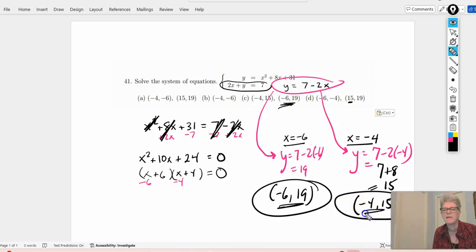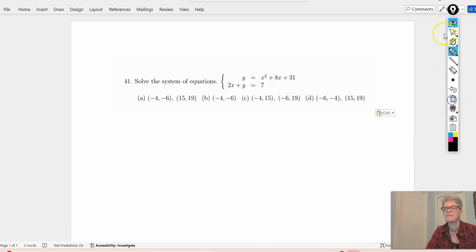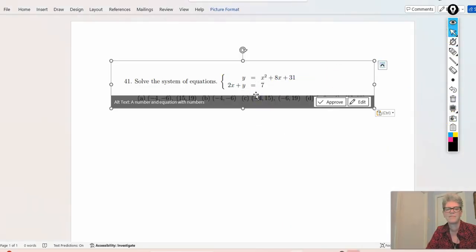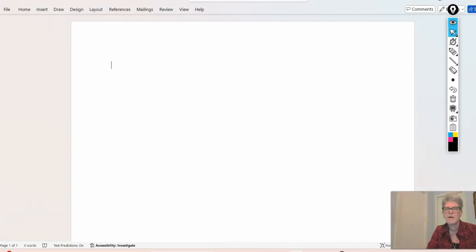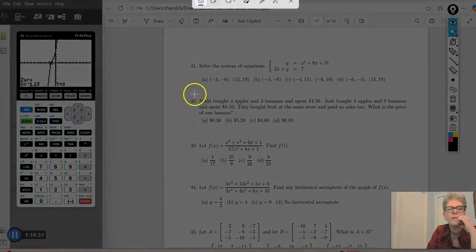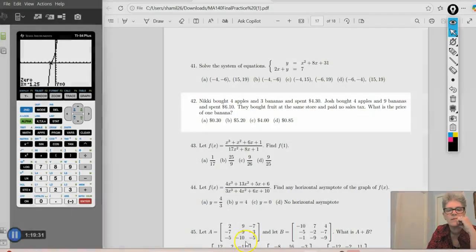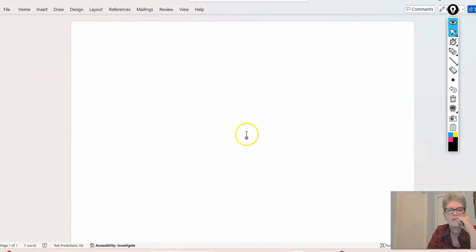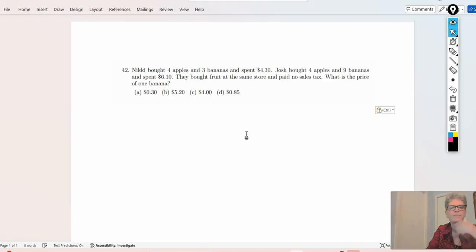Okay, so yeah, -6 comma 19 and -4 comma 15. So the answer to number 41 is C. All right, so C. Okay, so let's go back. Okay, Nikki bought. Might do that on a blank sheet of paper as well. Let's go to here. Okay.